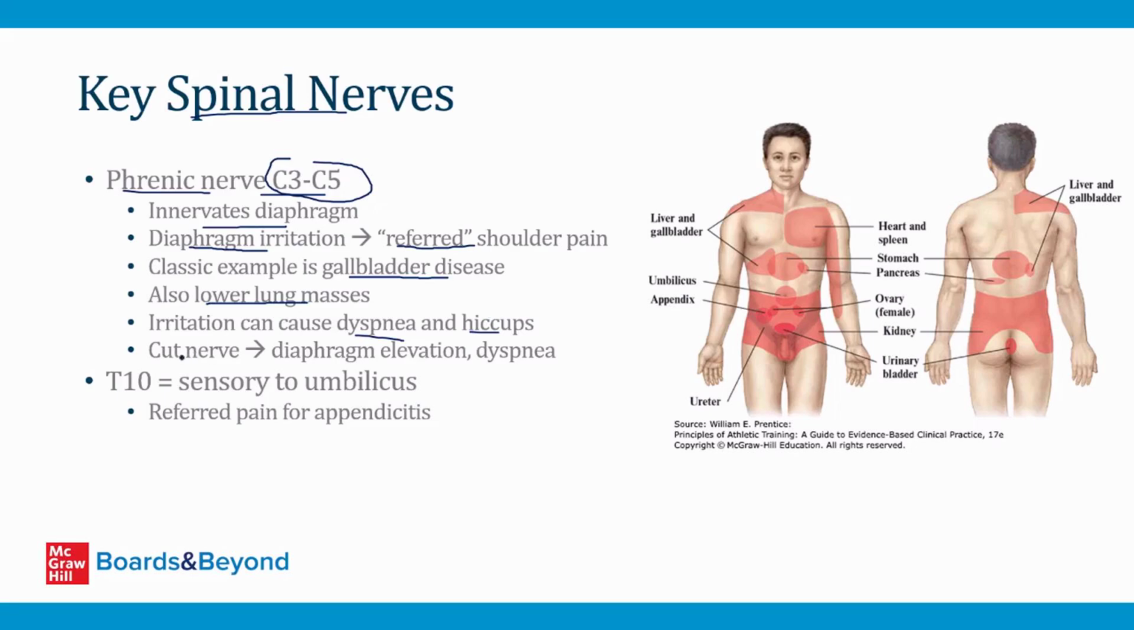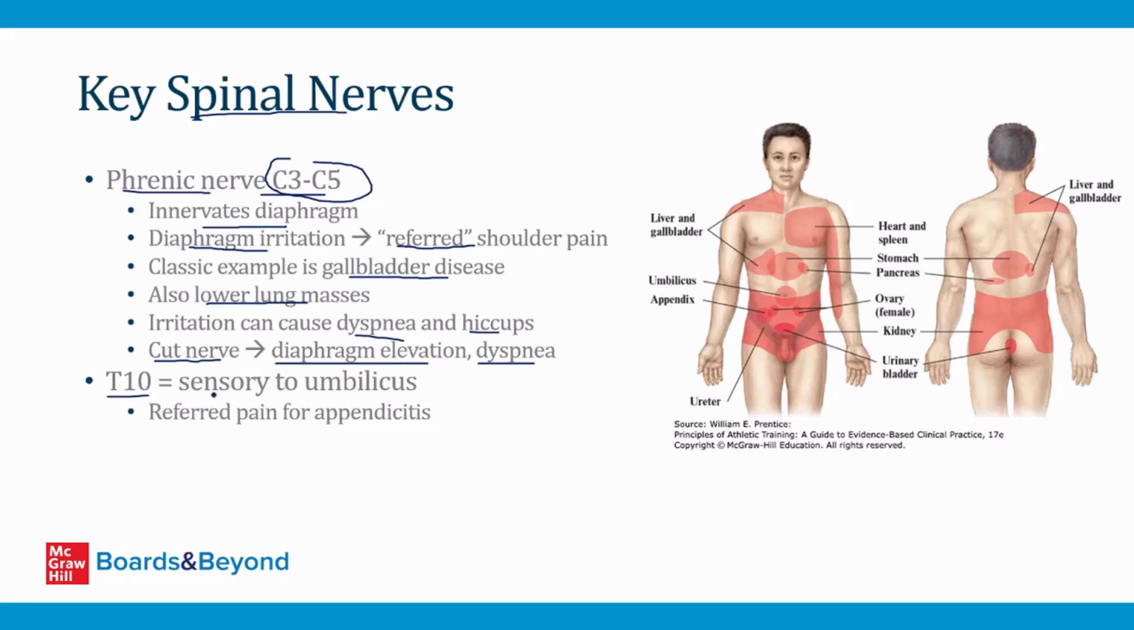And if for any reason the phrenic nerve gets cut, this sometimes happens during thoracic surgery, the diaphragm on the side where the nerve is cut will become elevated, and this will lead to problems contracting the diaphragm and inflating the lungs, so patients can develop dyspnea. Another nerve root that's good to be familiar with is T10.